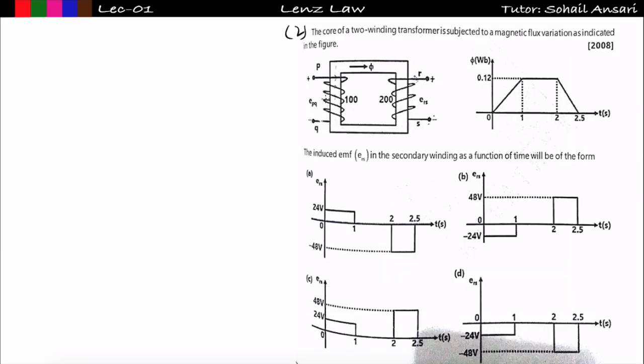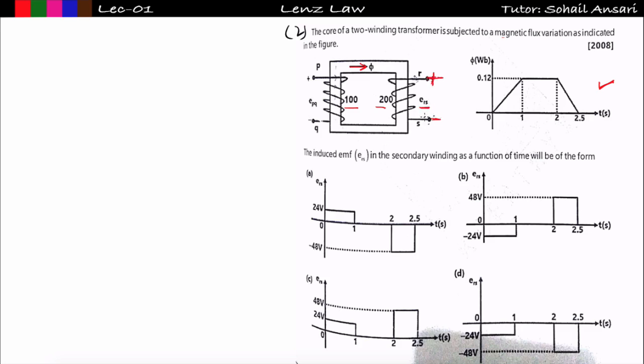This is an important question. The core of a two winding transformer is subjected to a magnetic flux variation as indicated in the figure. The flux waveform is given, and the direction of flux is given in the core. This is the direction of flux, meaning in the secondary the direction of flux is from top to bottom. Here N1 is given 100 and N2 is given 200, and according to this circuit the E2 polarity is given something like this, from plus to minus.